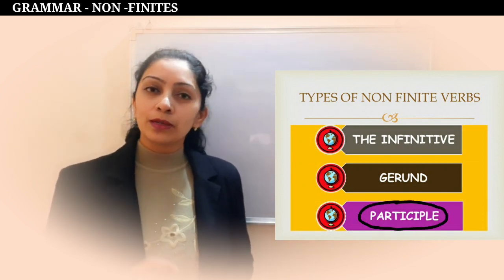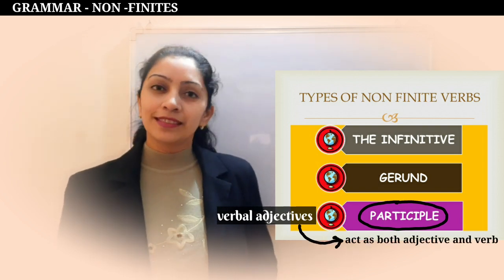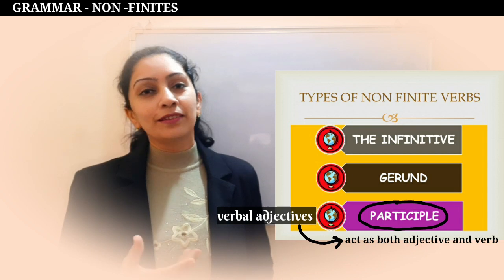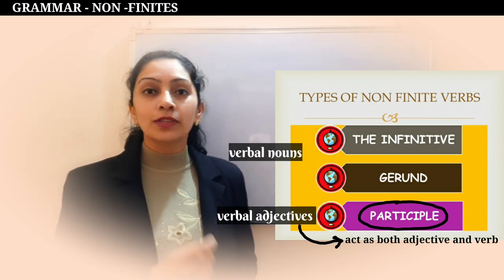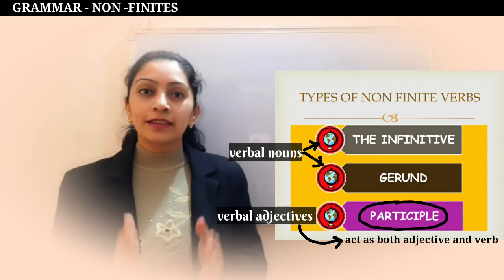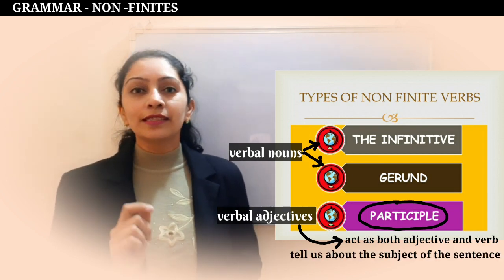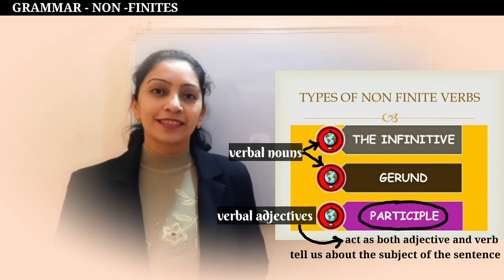Participles are also called verbal adjectives because they act like adjectives in a sentence along with acting like a verb. Unlike infinitives and gerunds, which were called verbal nouns because they acted like nouns and named an action, here participles will tell us something about the noun in the sentence, that is, the subject in the sentence.